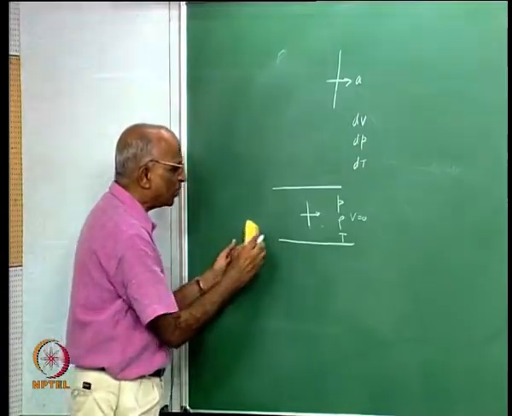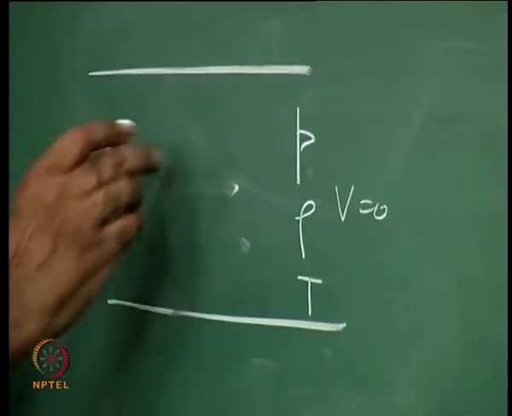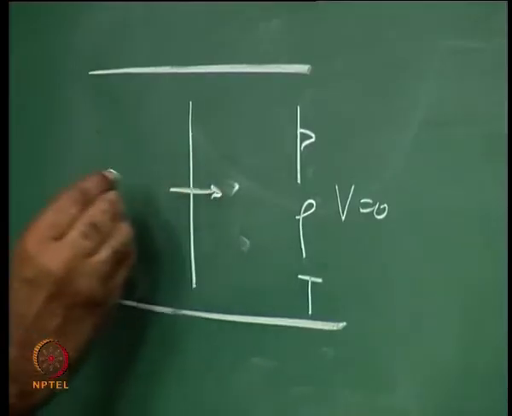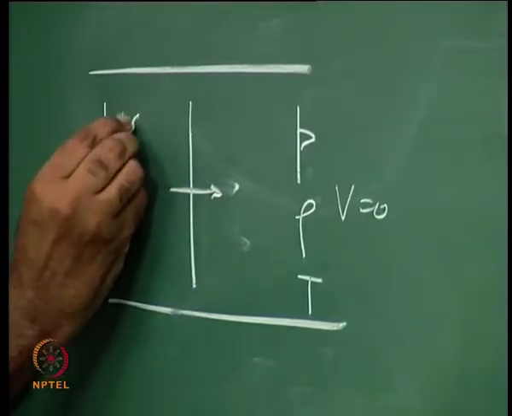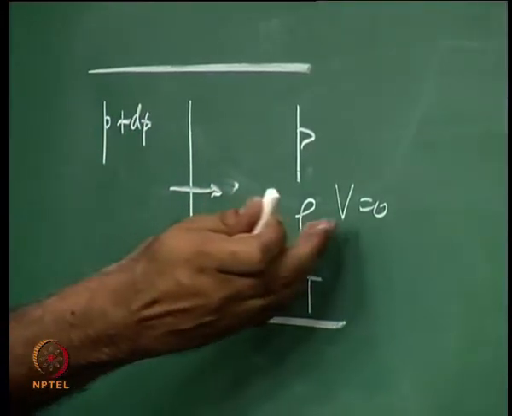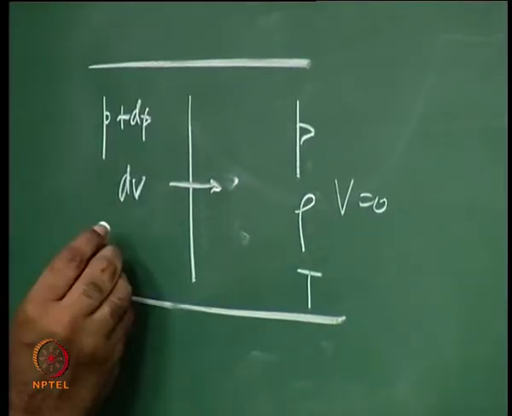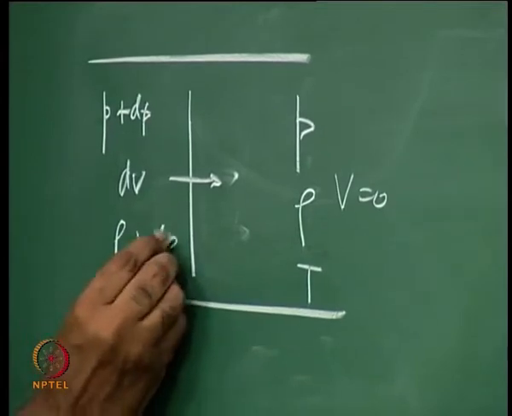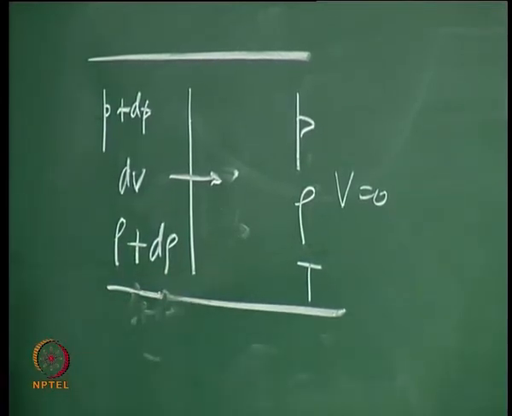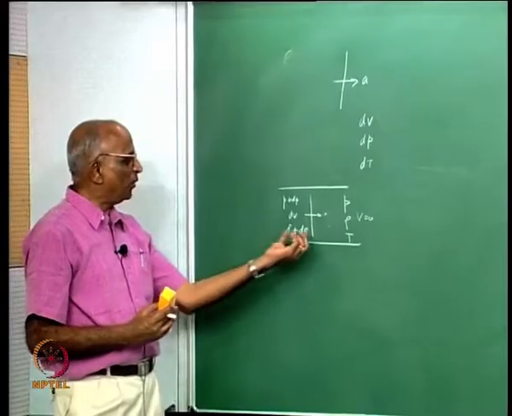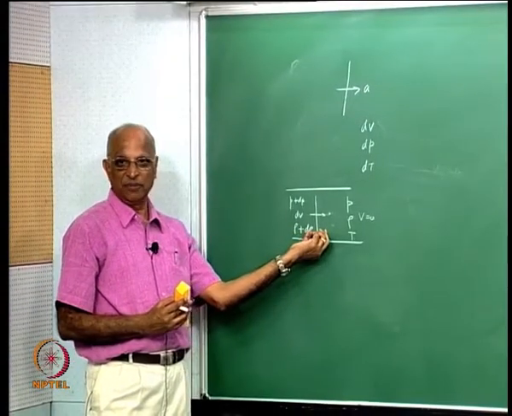And what happens when the sound wave propagates through the medium? Let us say the sound wave has come here, it increases the pressure a little bit by P plus dP. Initially the velocity is 0, I could have a velocity dV, it perturbs it, I have a density rho plus d rho, and temperature could also change. Now I want to write an equation for this particular medium.